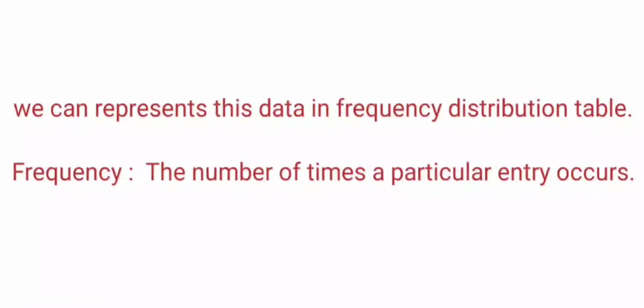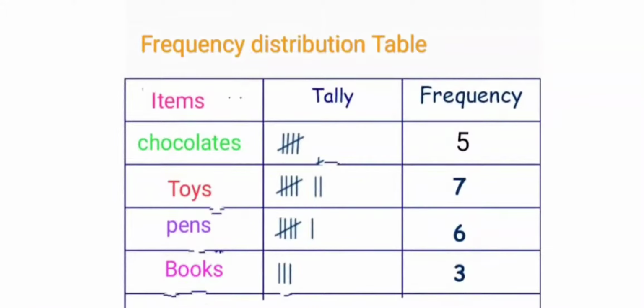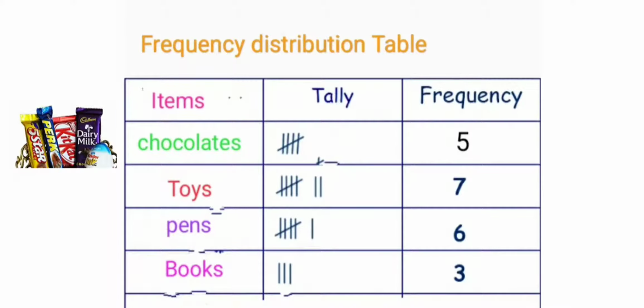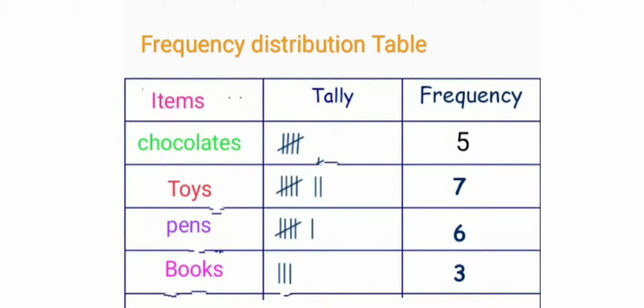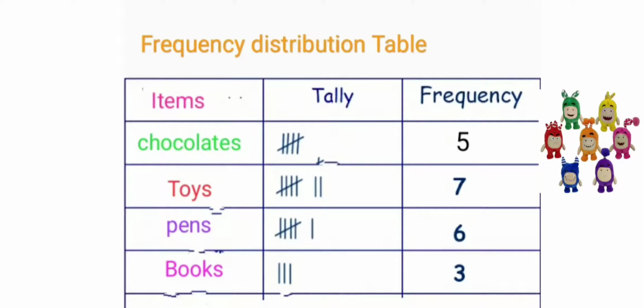Frequency is the number of times a particular entry occurs, meaning how many times an item occurs. So this data can be represented in a table, called a frequency distribution table. Let's represent this data. There are several items: chocolate, toys, pen, and book. There are 5 chocolates, so the frequency is 5. In tally marks we can represent this as 4 vertical lines and 1 diagonal line cutting those 4 lines.